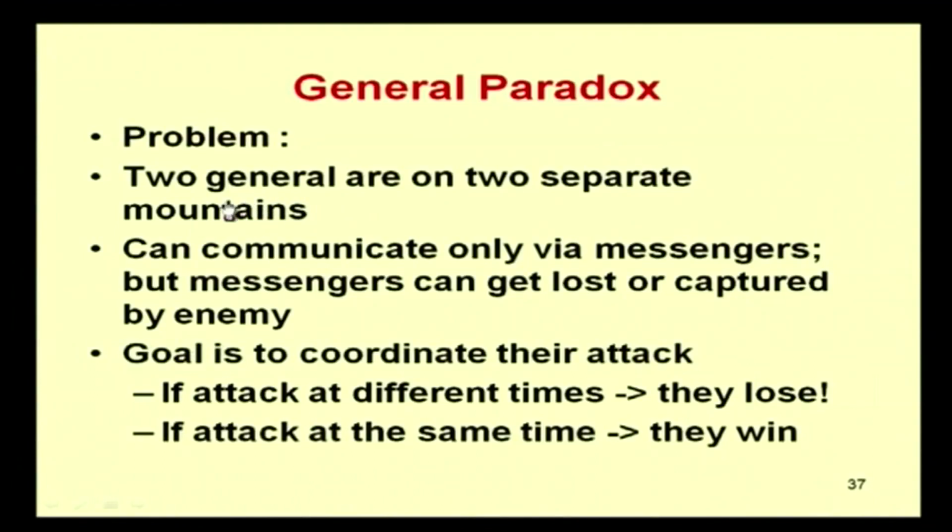Now, let us look at the two-phase commit protocol. Before we go to the two-phase commit protocol, we will have to discuss what is called the generals' paradox. Here general means army general. Two generals are on two separate mountains. They can communicate only via messengers, but messengers can get lost or captured by the enemy. So, the goal is to coordinate their attack.